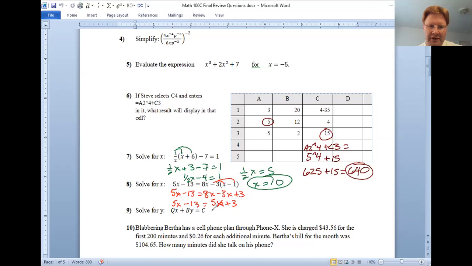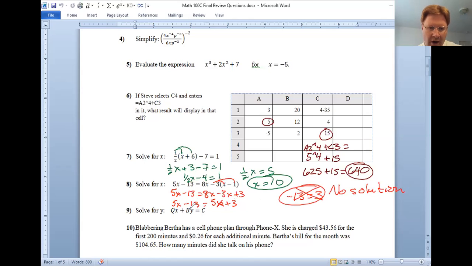If we try to get rid of one of the x's, minus 5x from both sides, and we get negative 13 equals 3. That is false, meaning our answer is no solution at all. All right, let's try the next one.